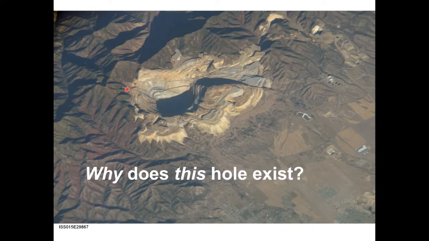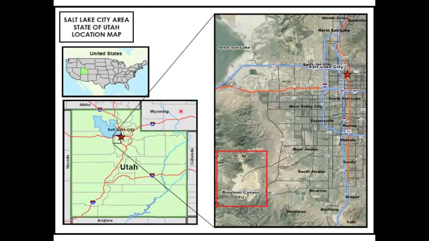You've seen this image before. This is the Bingham Canyon mine just south of Salt Lake City in Utah in the western United States. And this is a photograph taken from the space station. So in the next few lectures, I'll zoom in and you'll get to see the actual scale of this deposit. It measures several miles across and almost a mile deep. And I asked a question in a previous lecture, why does this hole exist?